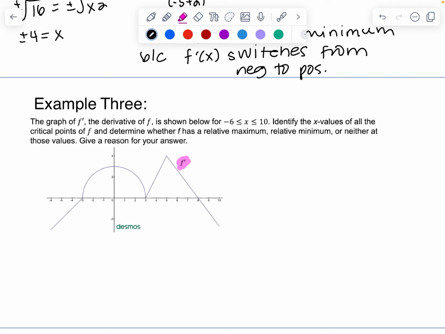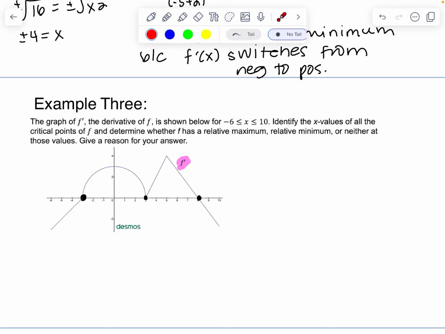So I'm looking for where the derivative doesn't exist, and I'm looking for where it equals 0. So let's start with where it equals 0. It equals 0 here, here, and here. And then it actually exists at all points.